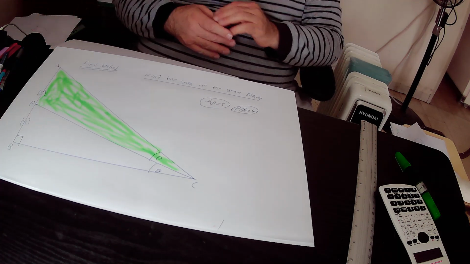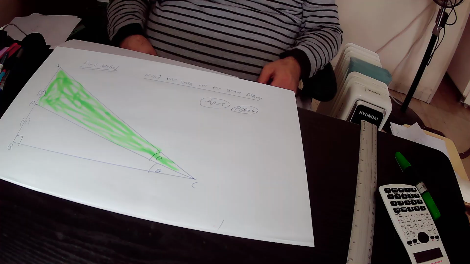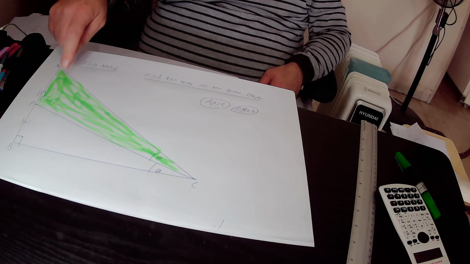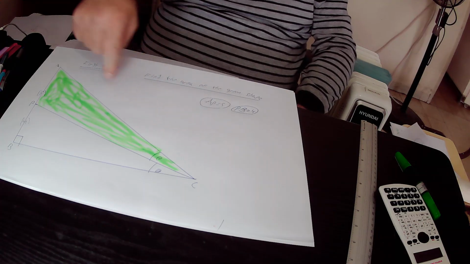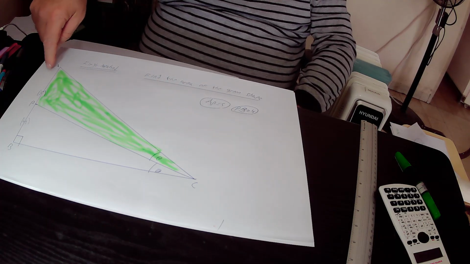In this second question, our task is to find out the area of this green shape. The green shape is actually triangle APC. So we have to find out the area of this green triangle APC.